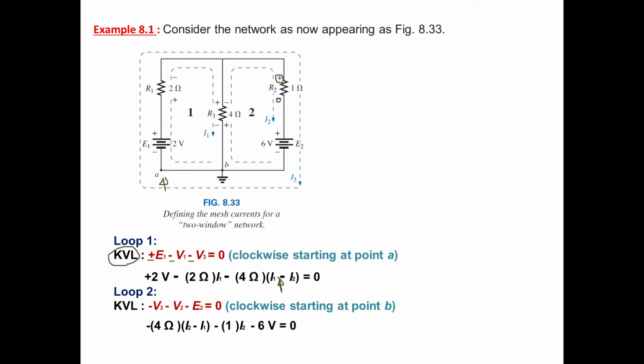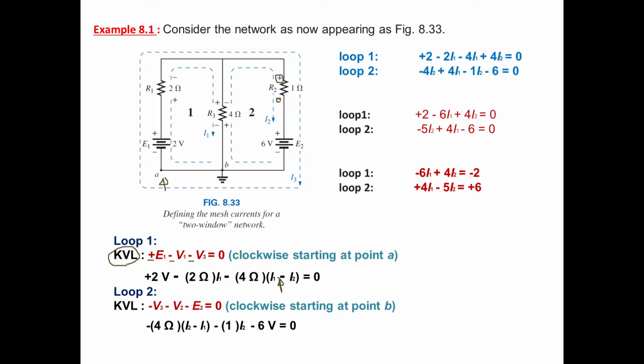Then we write the loop equation for the second loop and we get this equation. Now after that we have to simplify these equations. From here we are moving to this point. So how did you write this equation? Here in loop 1, we are just removing the bracket and expanding: plus 2 minus 2i1 minus 4i1 plus 4i2.